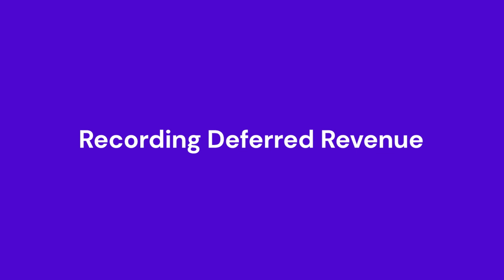Recording deferred revenue. Deferred revenue isn't classed as revenue until it's earned. This means you don't need to worry about adding it to your income statement. Instead, it goes into your balance sheet as a liability. After receiving the money, you can then add the funds to the income statement as revenue. We'll use an example to show you how it works.